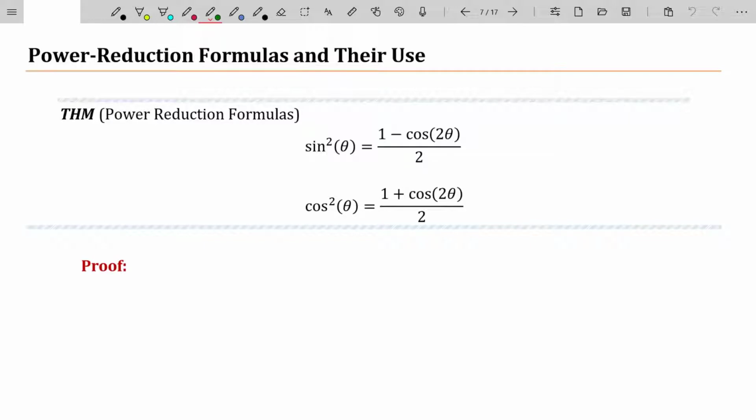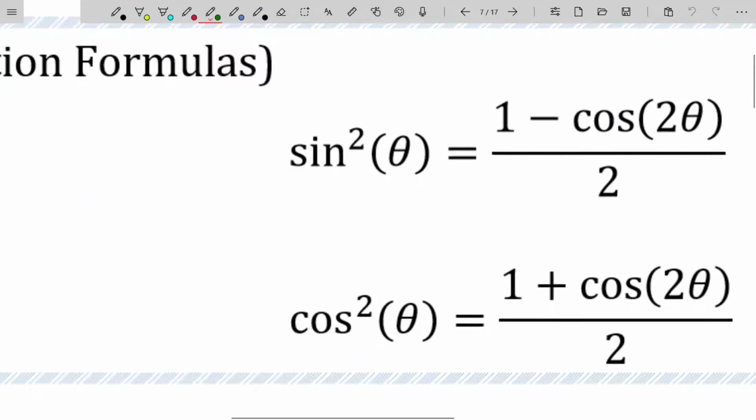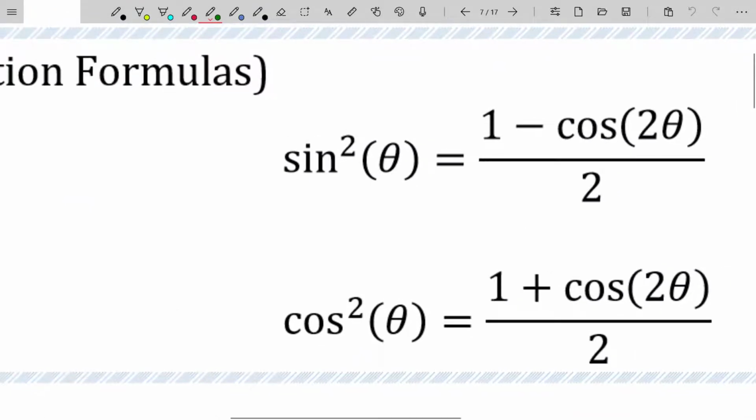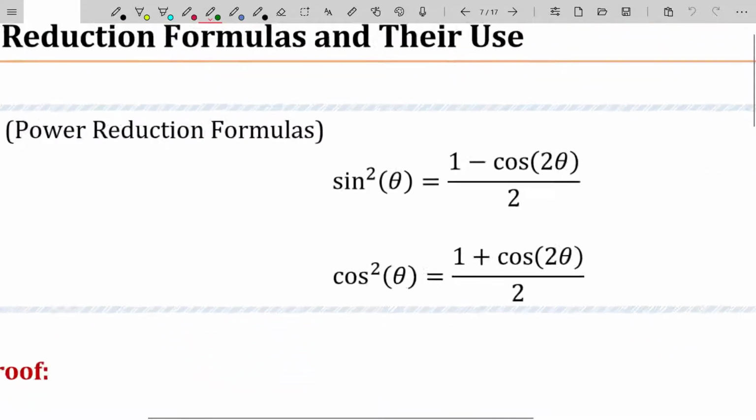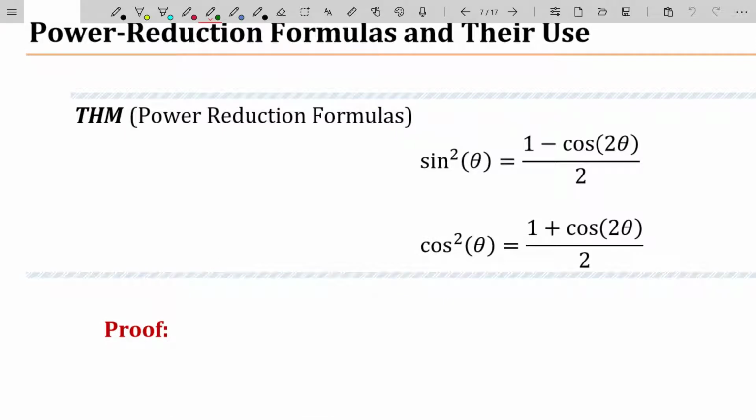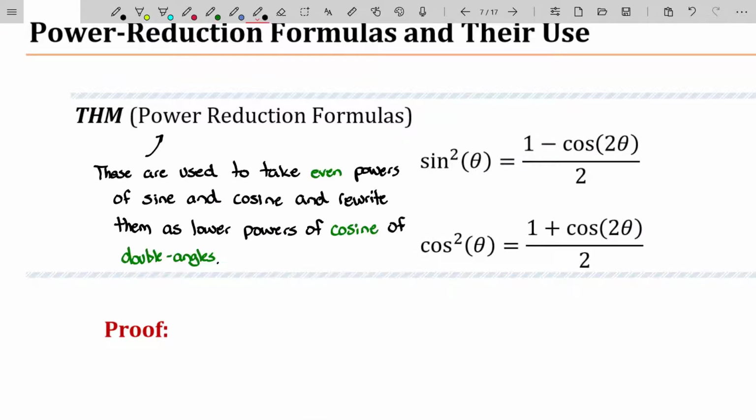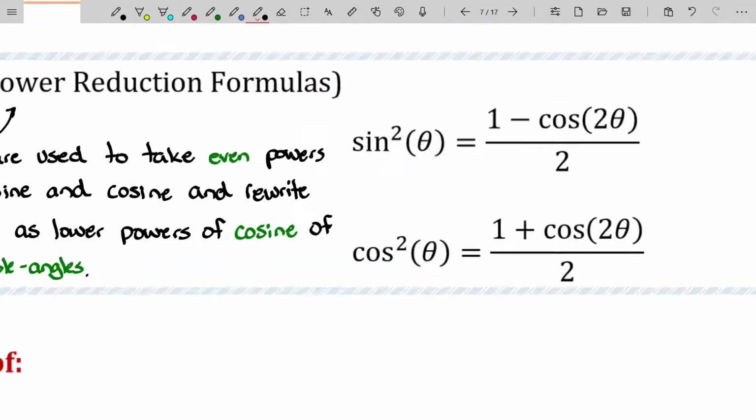The power reduction formulas take something like a sine squared or a cosine squared and trade them out for cosines of lower powers. So you're taking even powers of sine and cosine and trading them out for lower powers of cosine. In fact, that's kind of the punchline here. So let me write that down. There, I've written it in. These are used to take even powers of the sine and the cosine and rewrite them as lower powers of cosine of double angles. So let's go ahead and see the proof.